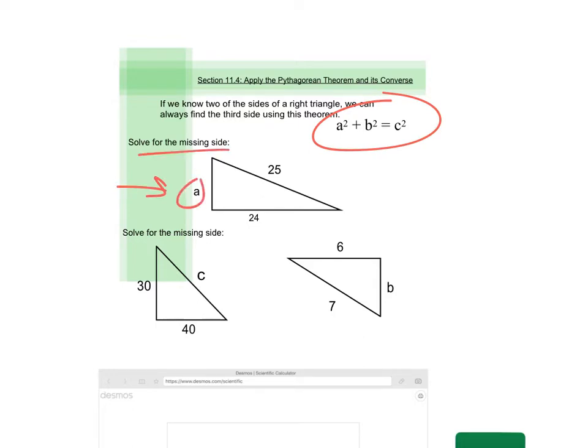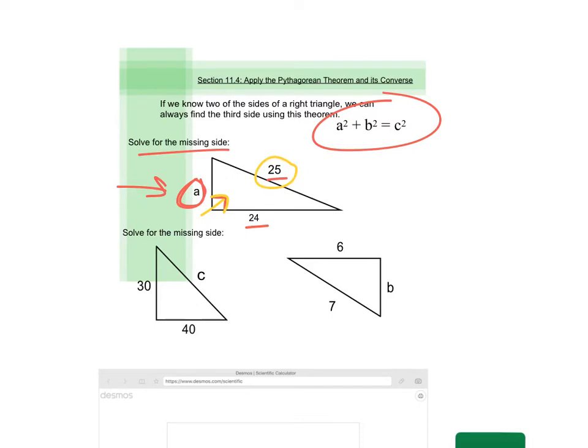It looks like it's A in this case. We can tell this is a right triangle. Usually they'll label that for us, but there's the right angle. And so A is the side we're missing. We know the other two sides, which are 24 and 25. We should be able to figure out which side is the C, the hypotenuse. Remember, here's the right angle, and the right angle always points to the hypotenuse, so that's C.